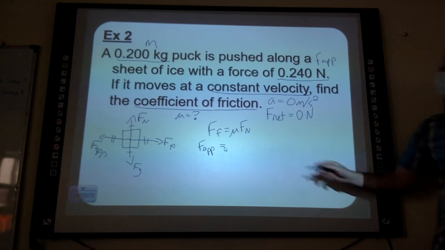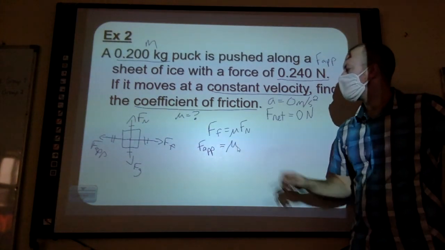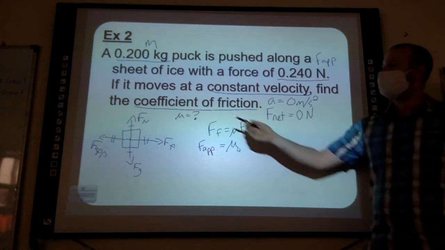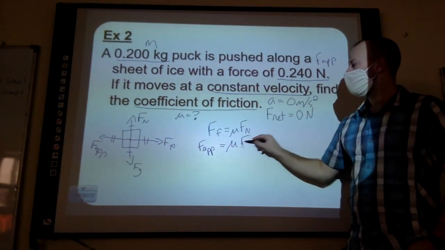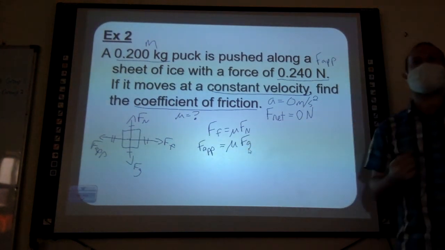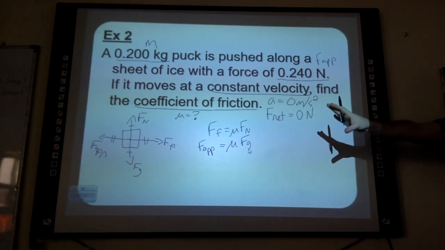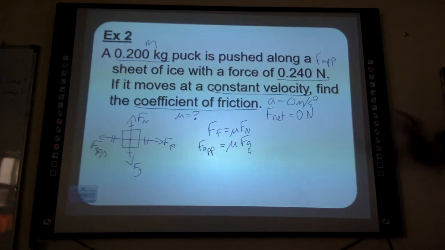Do I have the mu value? Nope, that's what we're looking for. Do I know what Fn is? Yeah, so it's the force of gravity. So notice I'm just substituting in variables that I know. Because Fn, we don't know. But we do know what Fg is. That one we can calculate.